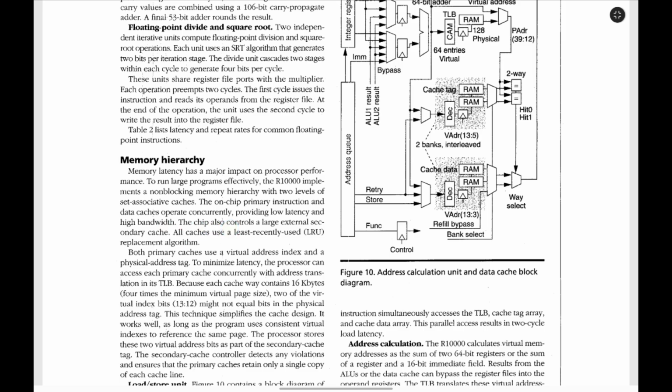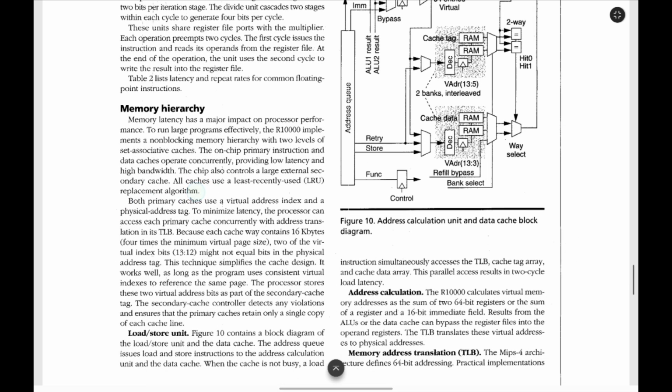All caches use a least recently used (LRU) replacement algorithm. Both primary caches use a virtual address index and a physical address tag. To minimize latency, the processor can access each primary cache concurrently with the address translation in the TLB.